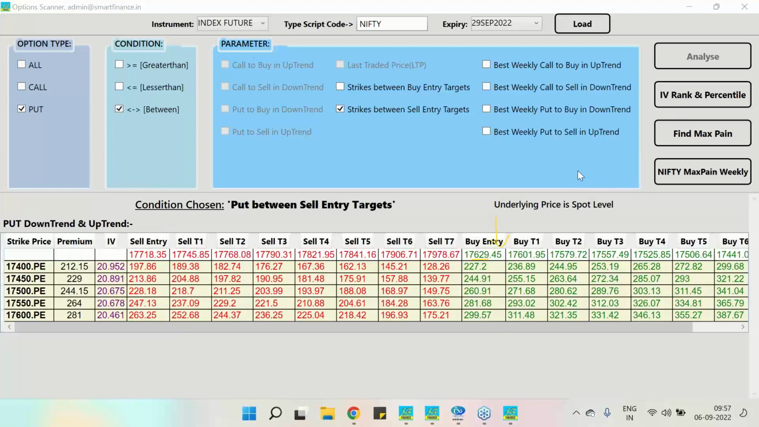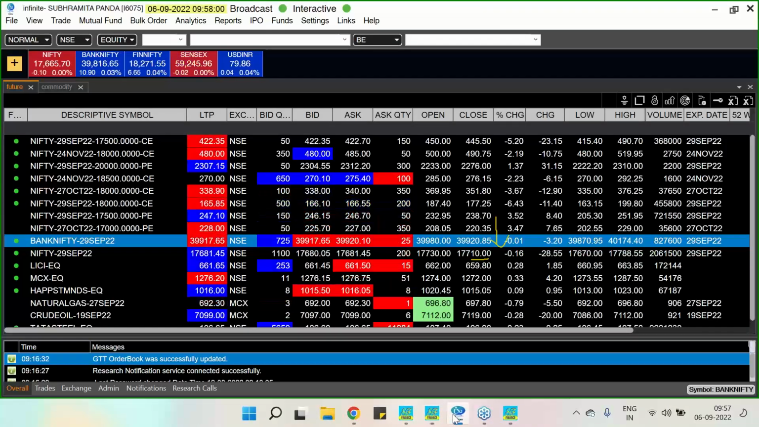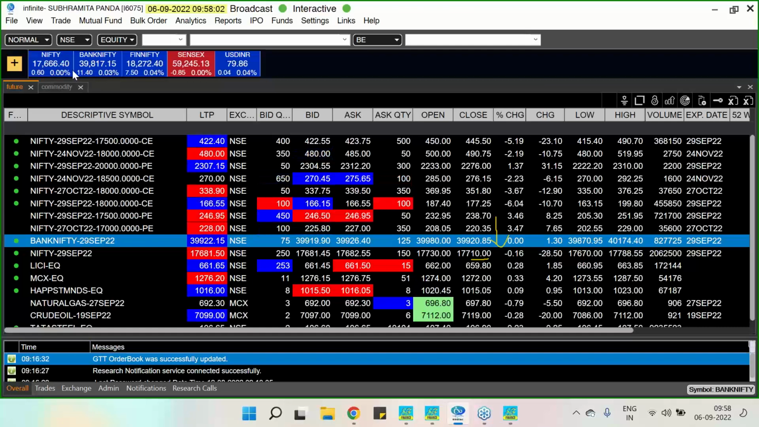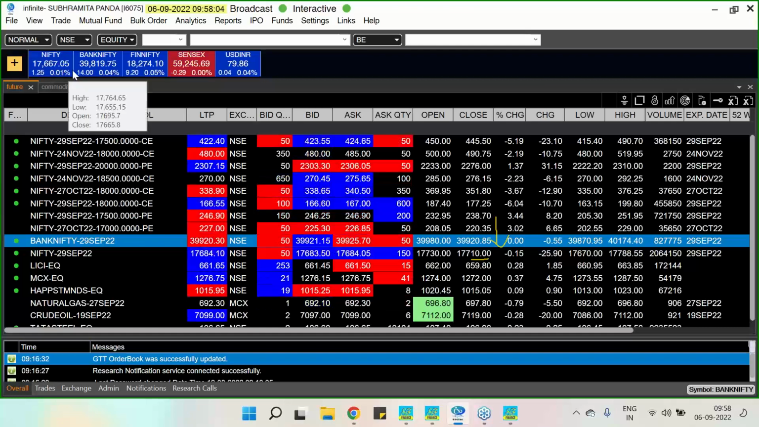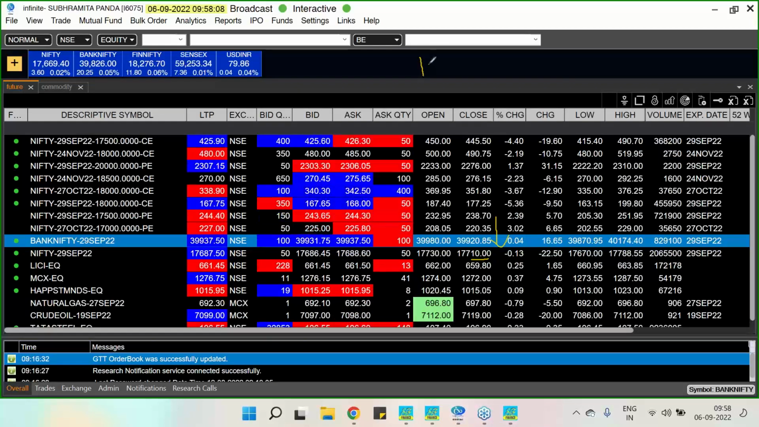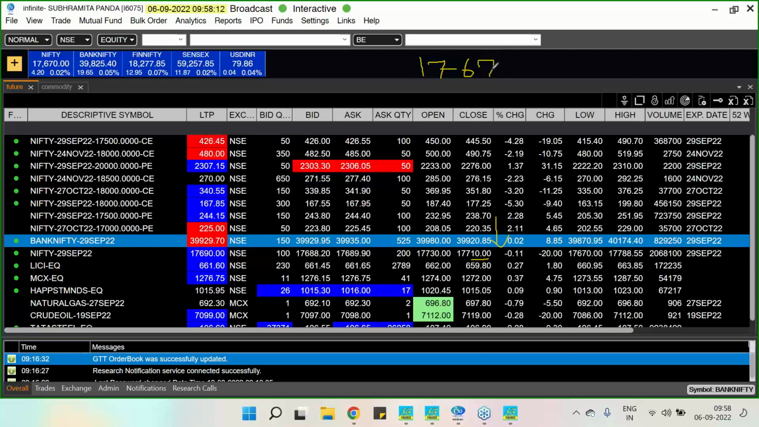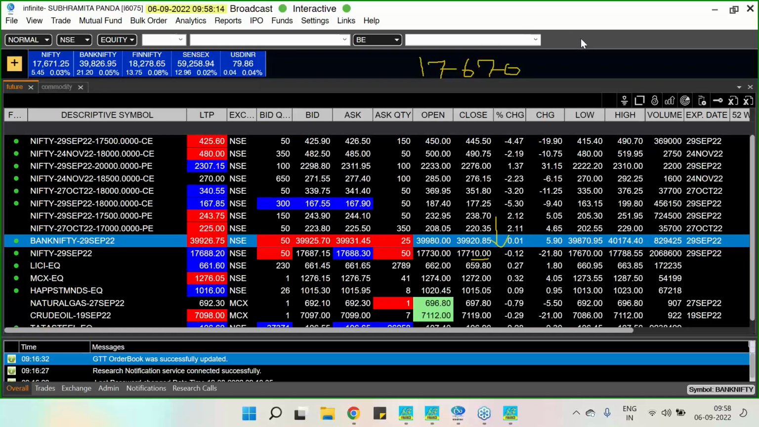Today, what is your take? So now as an option seller, we can discuss on some other day. Currently Nifty spot is your guiding post. Nifty spot currently is at 17,670. This is where your Nifty spot is.